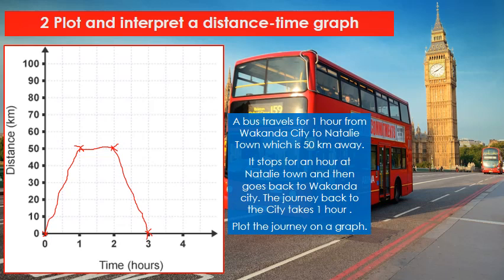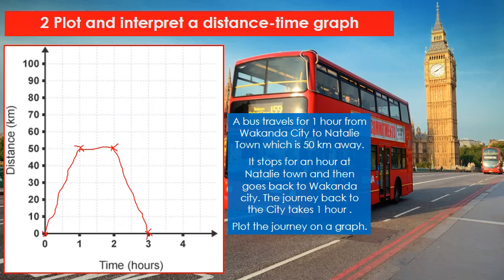At 0 distance away. It goes 50, it rests for an hour. It goes back to Wakanda City. So now it's going back to 0 distance where it started from. Well, the distance is 0, right? And it covers that distance in 1 hour. So this is going to be the other point. So how you plot the graph is you do this. My lines are not straight, but it's supposed to be straight lines. And then you come back here. And then you come back here.